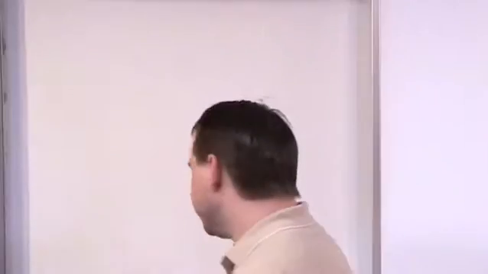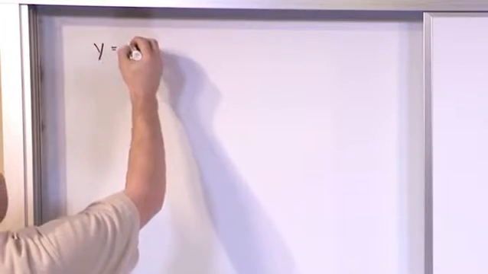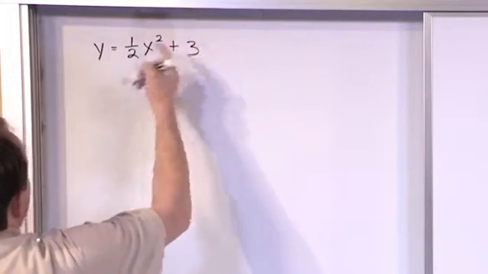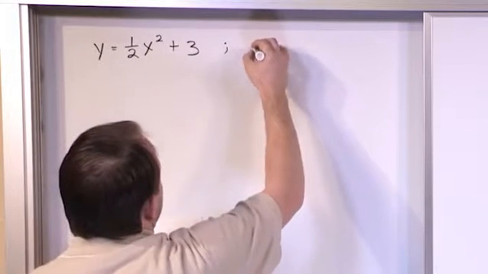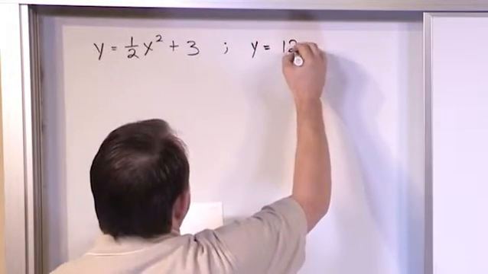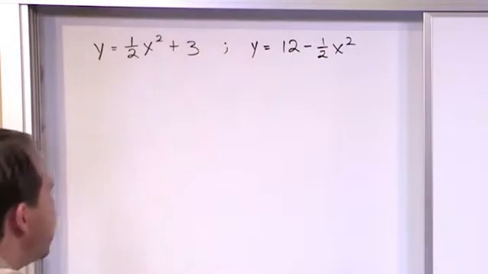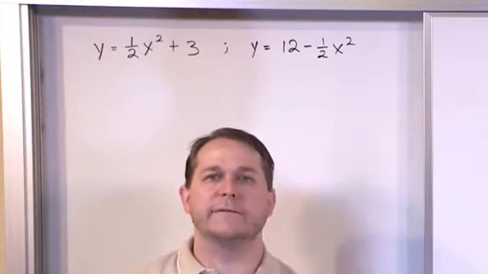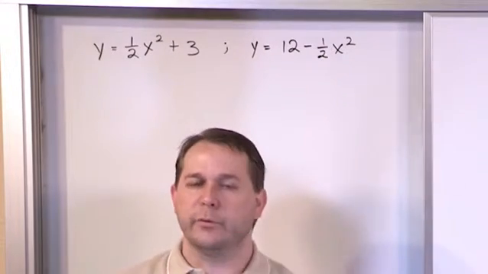So on a test or an exam or a quiz, what you might see is basically a problem that gives you two functions. I'm going to call the first one y is equal to 1/2 x squared plus 3, or it could be labeled f of x. It doesn't really matter. And we'll give a second one, just like we've always been doing. In this case, it will be 12 minus 1/2 x squared. Typically what we were doing before is we'd give two functions and say, find the volume of the enclosed region between these two graphs, between A and B. That's what we've been doing before.